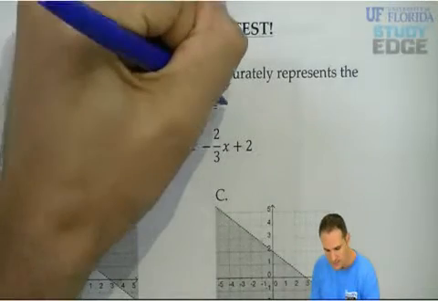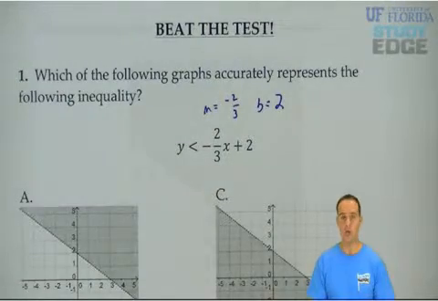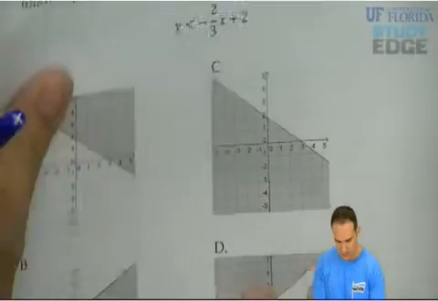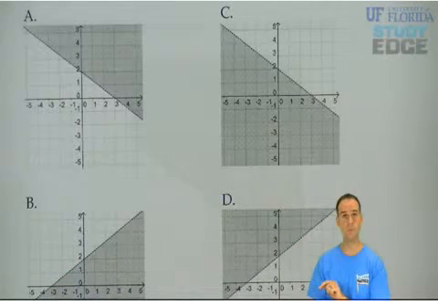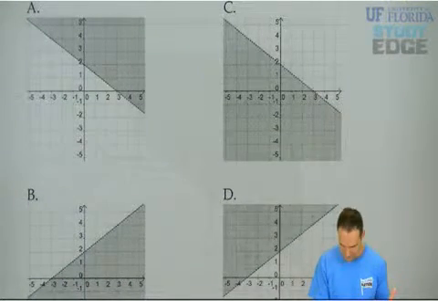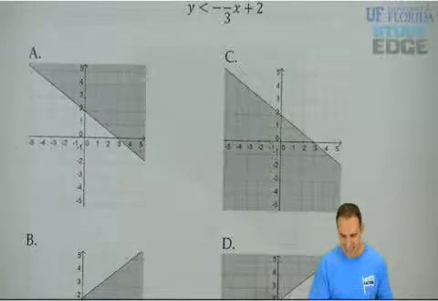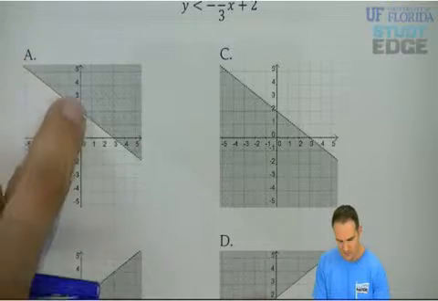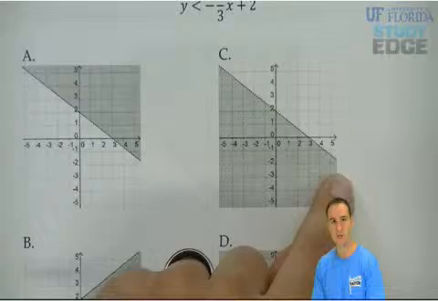This slope is negative 2/3. The y-intercept is 2. So we begin with the y-intercept of 2. If you look, they all have a 2. The slope, though, is negative 2/3. So the slope has to be negative, which means it goes down 2 and to the right 3. That's a negative slope.